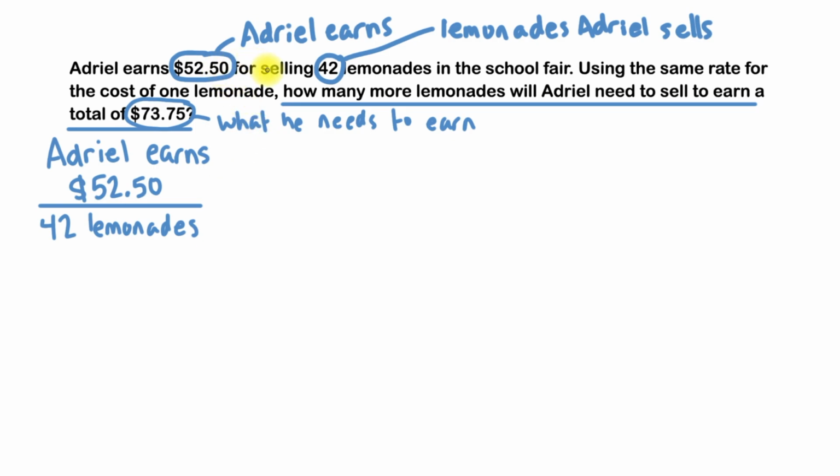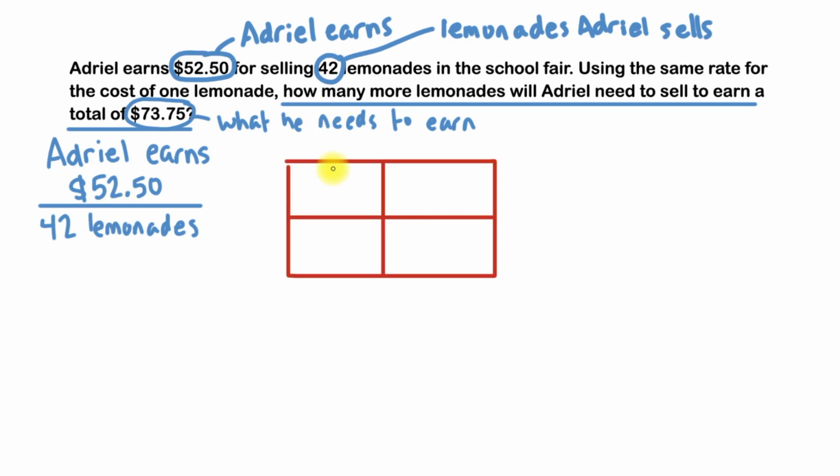Now because we have two rates, the best thing to do is to make a small ratio table. And because our rate is talking about dollars and lemonades, we'll have the first column talk about the dollars, and the second talk about the lemonades. And we know that Adriel earns $52.50 for 42 lemonades. And $52.50 is the money, so we'll put it in this box here. And he has to sell 42 lemonades in order to make this much. So we'll put 42 in this box here.